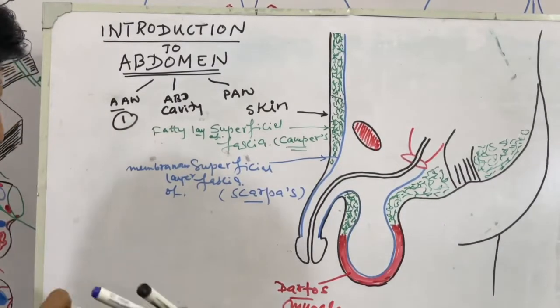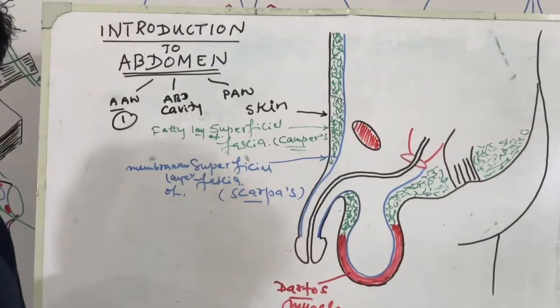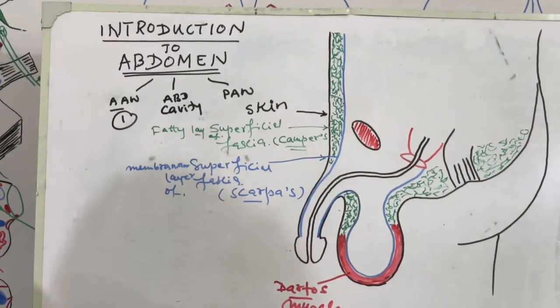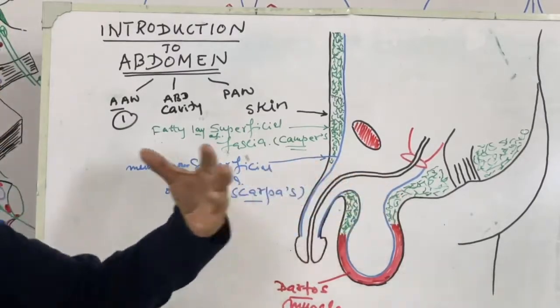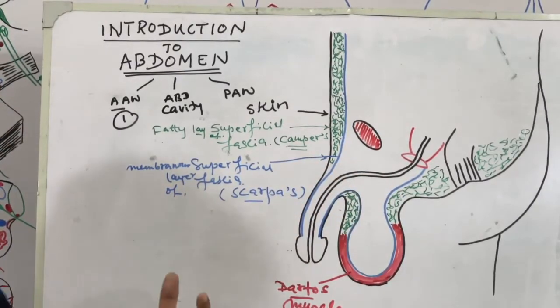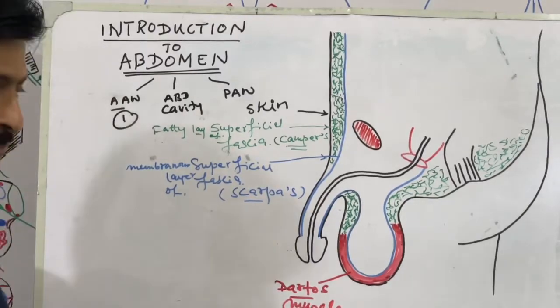The dartos muscle is important in thermoregulation of the scrotum. Thermoregulation means the temperature regulation within the scrotum, because the scrotum harbors the male sex gland, that is the testis, and it needs a temperature different from the body temperature.